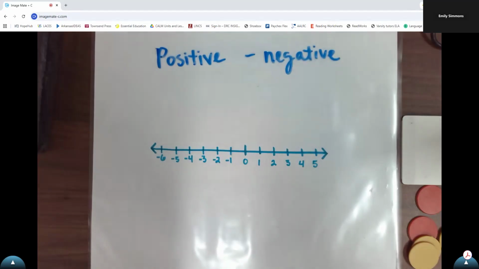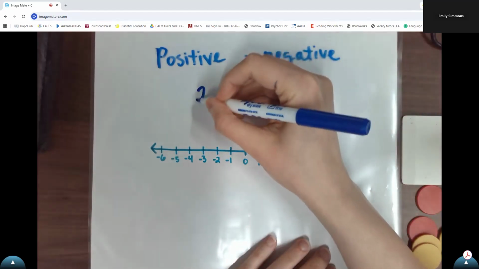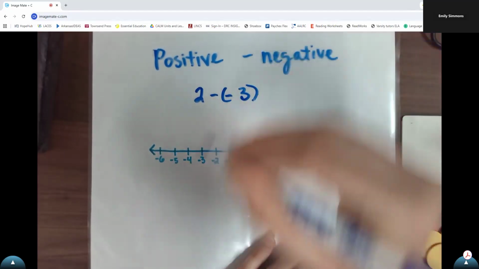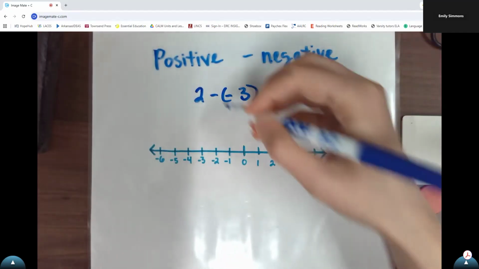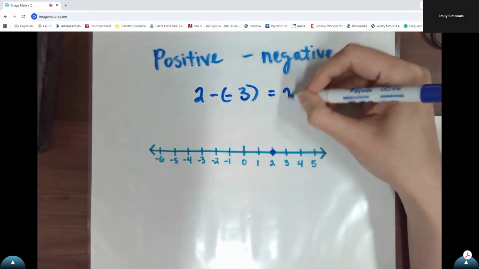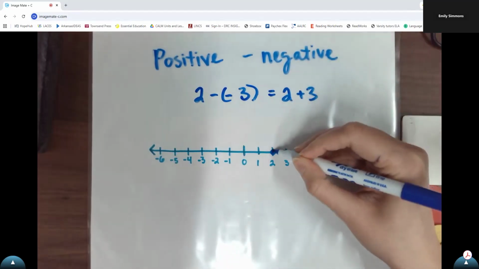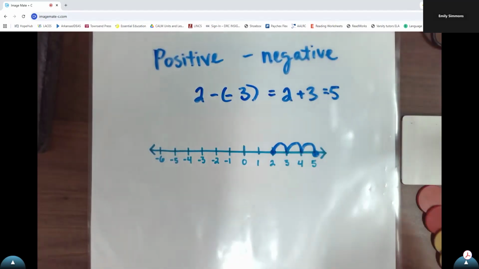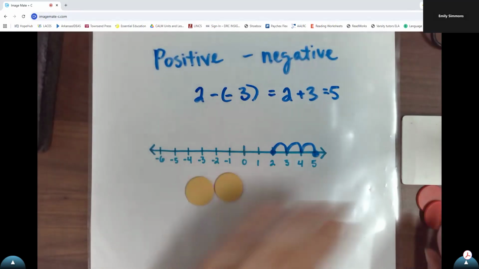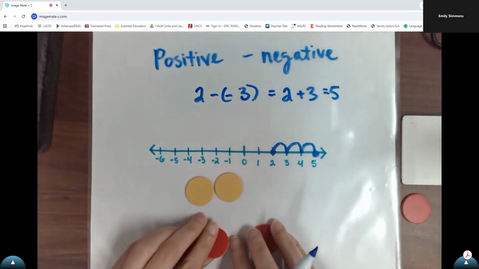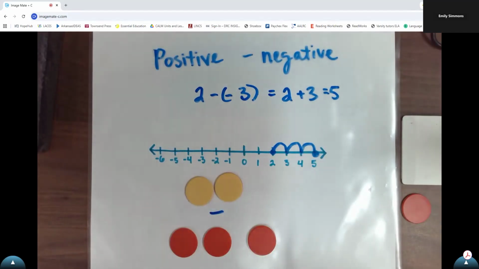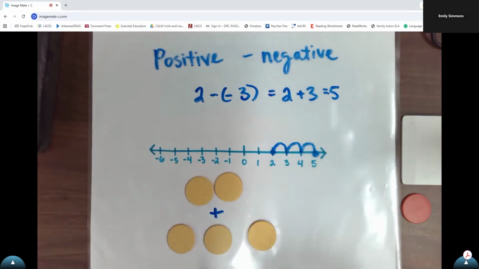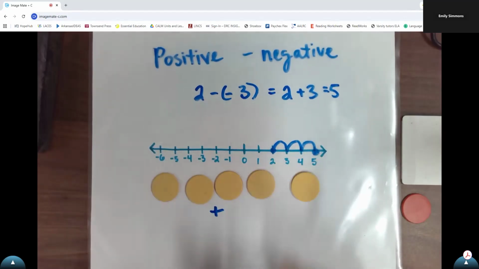Let's do another one like that. We had 2 minus negative 3. We'd start on our 2. The minus negative cancels out. This turns into 2 plus 3, over 1, 2, 3 to the right, and we get 5. Or with our counters, 2 yellow and 3 red to start, and it's subtracting. We need it to be adding, so we flip everything, and then we get 5.